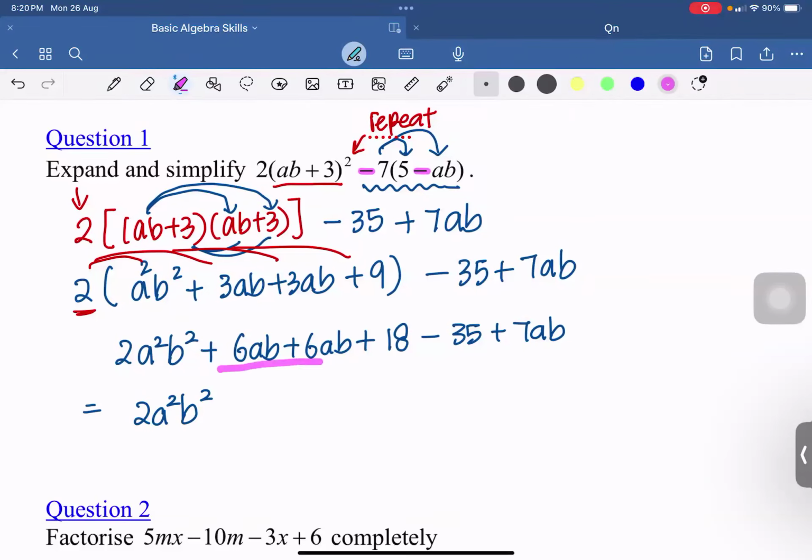So minus 6ab, there's 6ab plus 6ab plus another 7ab, how much? 19ab.